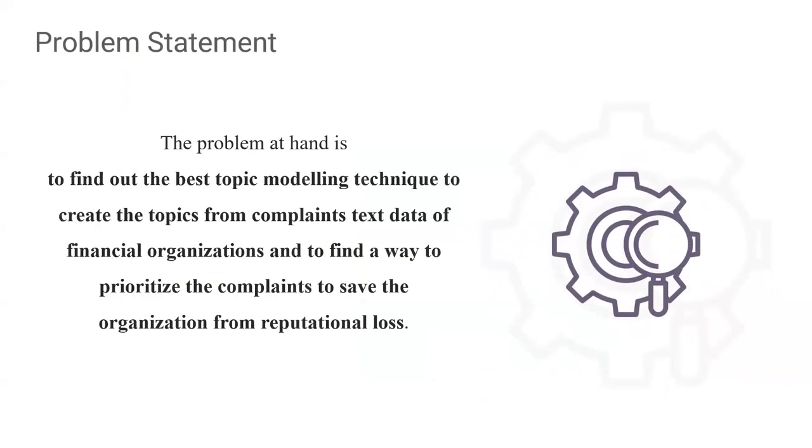So the problem statement here is to find out the best topic modeling technique to create the topics from complaints text data. This text data is publicly available from financial organizations. It is Consumer Financial Protection Bureau publicly available text data. And the goal is to find a way to prioritize the complaints to save the organization from reputational loss. The more responsive the organization is towards its customers, the better it is serving them, and in a competitive world like this, it is very important to serve your customers responsively.